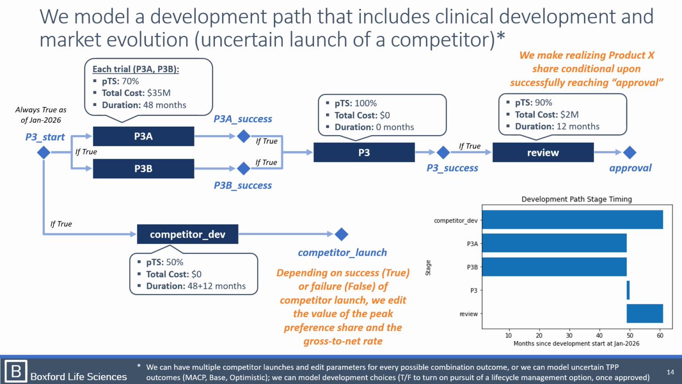We also model the market evolution through a competitor development stage that has no cost to us, lasts the same time because it's a head-to-head race, and has a 50% chance of approval of the competitor. If that's successful, we get competitor launch, and depending on whether that state is true or false, we want to go back in and modify our assumptions around the peak preference share and the gross to net rate in order to match the competitive environment. Now this development path, once we define it and have the sequencing, the conditionality, the time, and the cost, figures out the stages and how long each one of these individual stages take, which sets the date of approval.